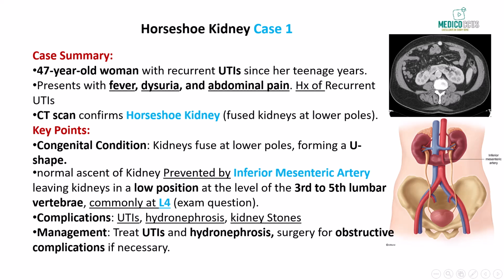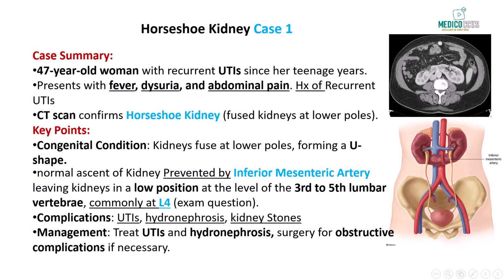Before we move further, it's important to understand that kidneys develop from the metanephros, which includes the metanephric blastema, precursor to the renal parenchyma, and the ureteric bud, which forms the renal collecting system. In patients with horseshoe kidney, the metanephric blastema fails to separate properly, leading to the fusion of the kidneys at the lower poles. As the kidneys attempt to ascend during development, they become blocked by the inferior mesenteric artery, leading to their characteristic low position in the abdomen.